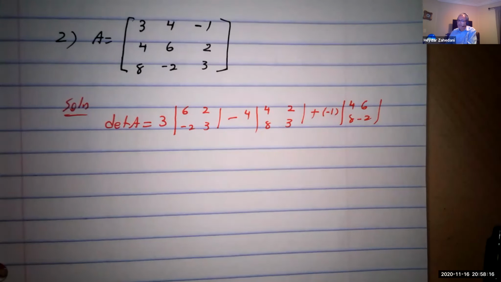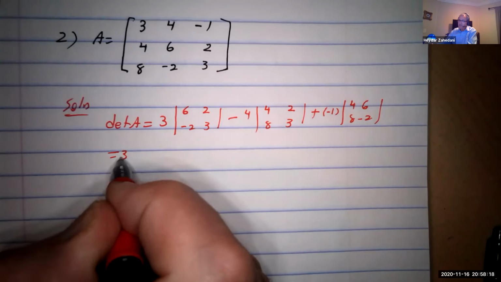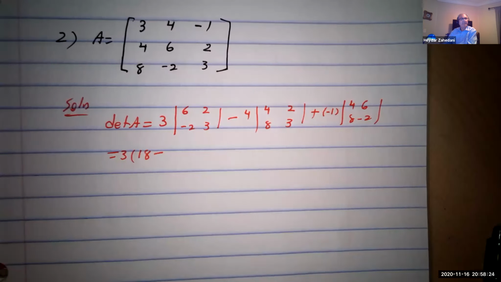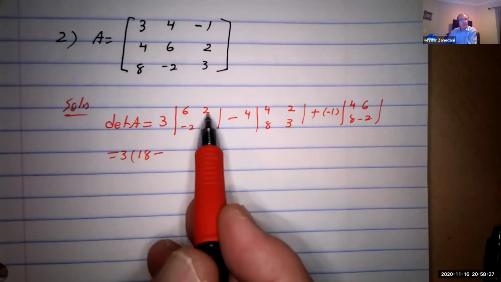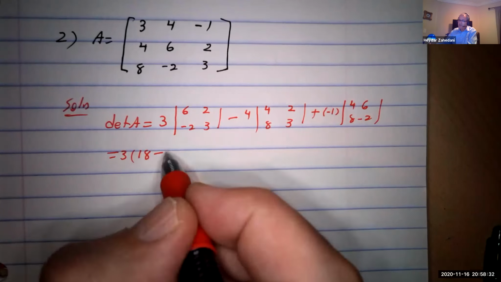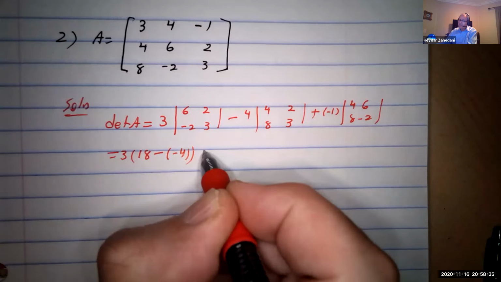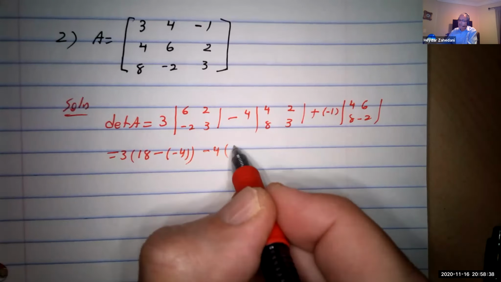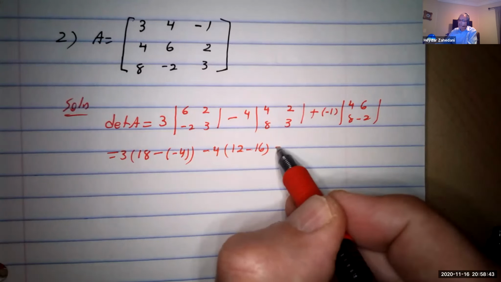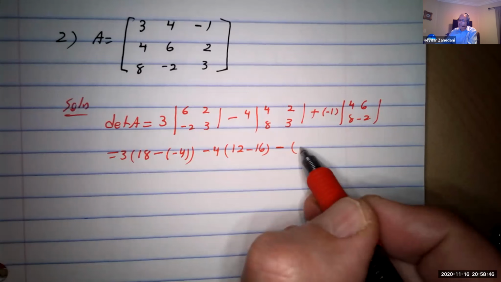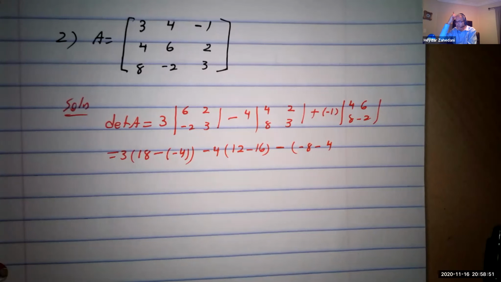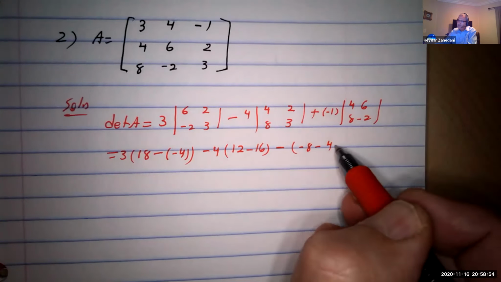Okay, positive, negative, positive. Now it's going to be 3 times, cross multiply: 6 times 3 would be 18, minus negative 2 times 2 would be a negative 4, make it into positive. Let me write it down. So this is going to be negative 4 times 3 would be 12, minus 16. And this is going to be minus, and that's a negative 8, minus 40. Okay, this is it, it's going to be 48.